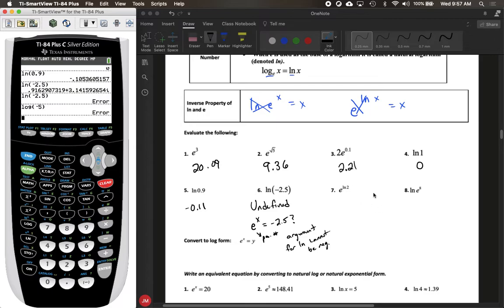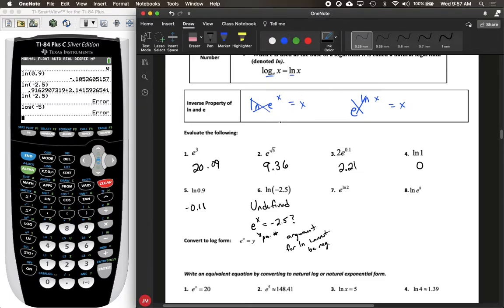All right, for numbers 7 and 8, you could go ahead and put these into a calculator, but it's probably easiest to just use the inverse property of logarithms that we talked about in this box right here. To know that if you have e and natural log, they will cancel with one another, and the answer to that is just going to be 2. And similarly, on number 8, natural log and e will cancel. That'll leave you with just the number 8.